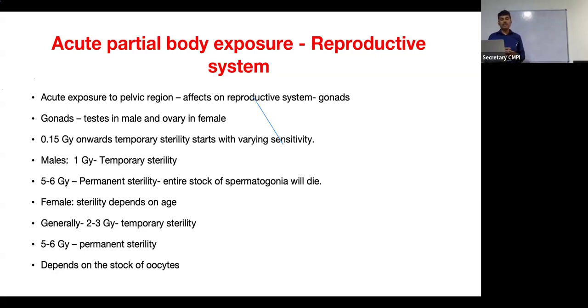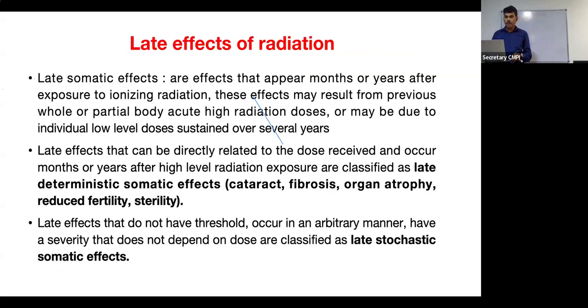Female sterility depends on age because of the ovum, the oocyte production. The stocks are different at different ages. Generally, 2 to 3 gray causes temporary sterility and 5 to 6 gray permanent sterility, depending on the stock of oocytes, actually. Late effects of radiation, as we said, are effects that appear months or years after exposure. That is the late effect.